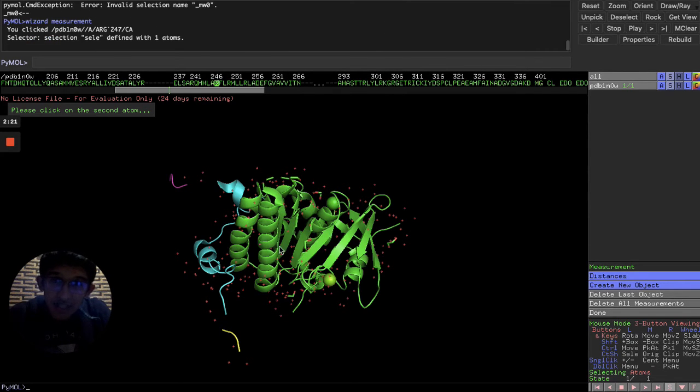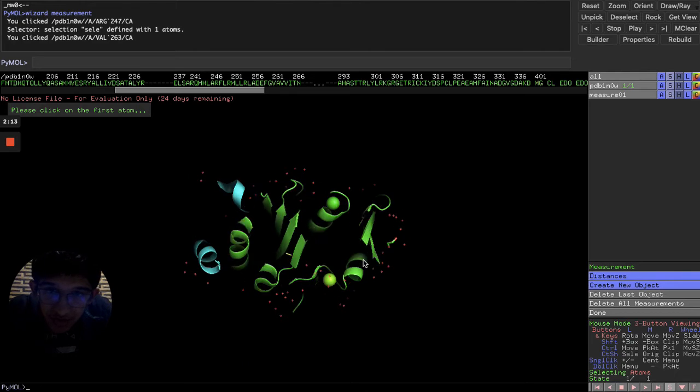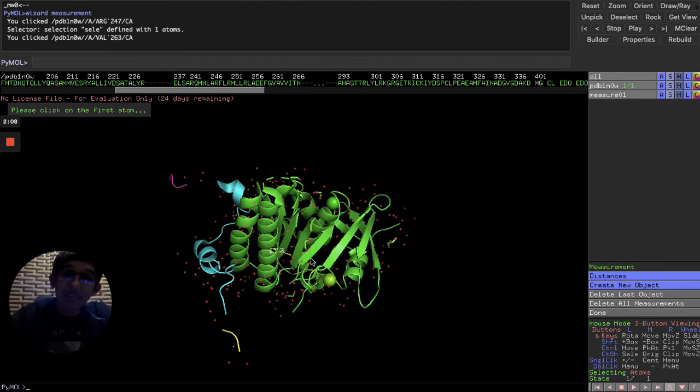So let me click this atom, for instance, and this atom. And if I scroll in over here, you can see that it's 17.3 right over there. And that's pretty amazing that we can actually look at different distances inside of this protein.